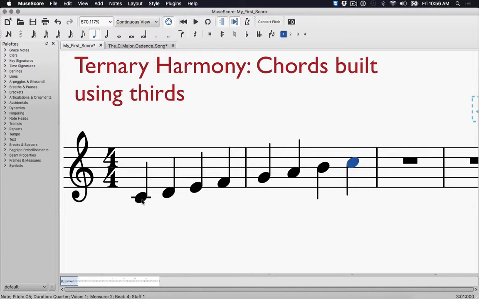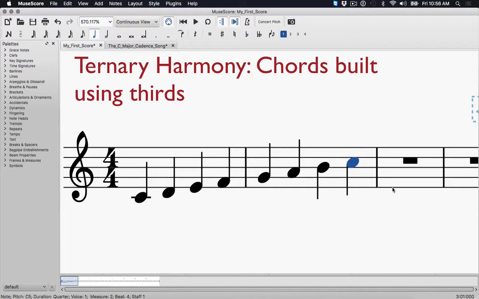And there's some Indian music, a lot of Asian music that's not built on thirds, but that will sound quite strange to us. Most music that you know, possibly all music that you know, is built on thirds. So let's look at it.